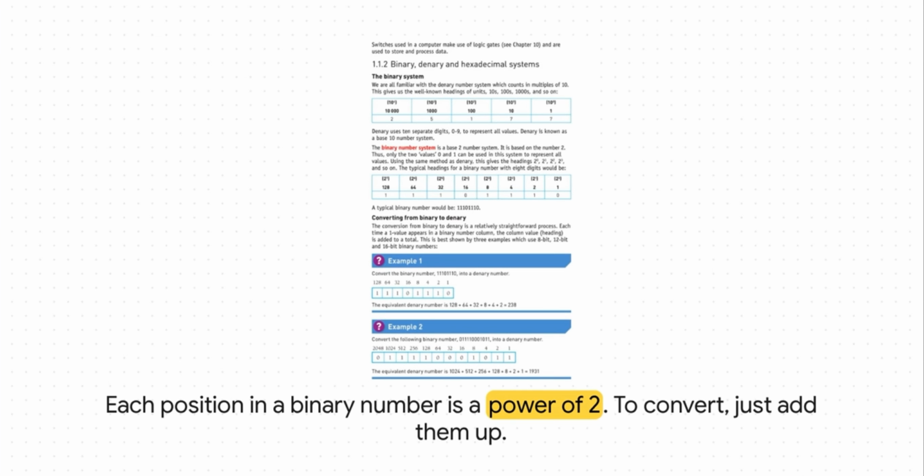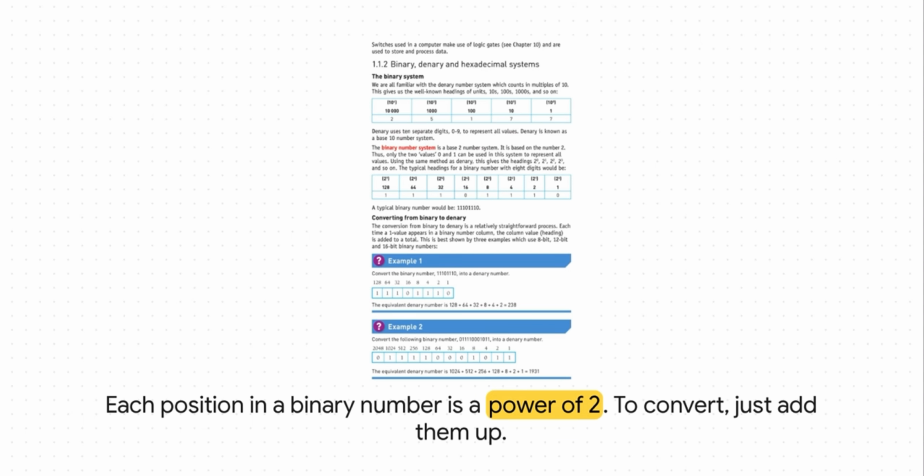In our normal number system, each column represents a power of 10, right? The ones place, the tens place, the hundreds, and so on. Well, in binary, each column is a power of 2, so you have the ones place, the twos place, the fours, the eights, 16, and it just keeps doubling.